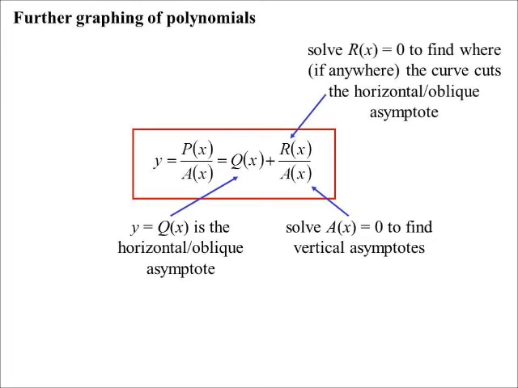Now the top of the fraction, once we've done our division, is interesting. That's where it works out whether it can actually cut that horizontal or oblique asymptote. Remember, you can't cross vertical asymptotes, but it is possible to cut the horizontal or oblique one. It doesn't have to. How we work it out is we have a look at that remainder. Is it possible for that remainder to equal 0?